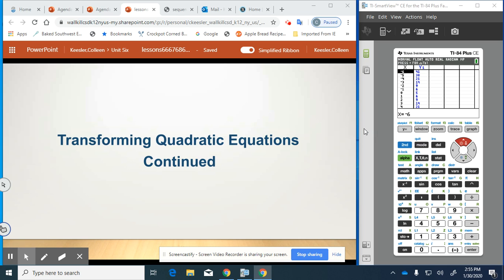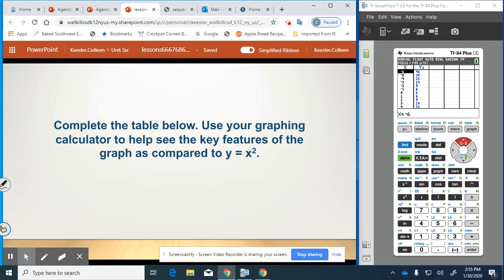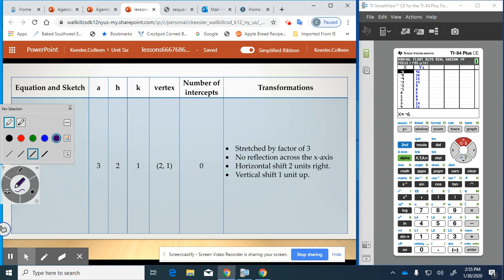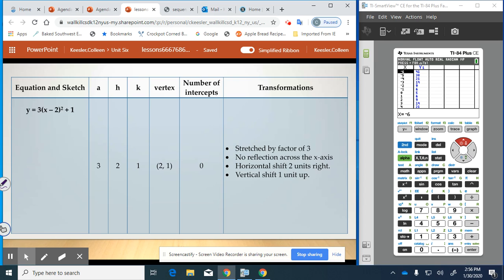All right, guys, today we're going to continue transforming quadratic equations. Complete the table below. Use your graphing calculator to help see the key features of the graph as compared to y equals x squared. So I'm going to do the first one with you, and then you're going to go through and do the rest on your own. So we'll start by pulling up that graph.